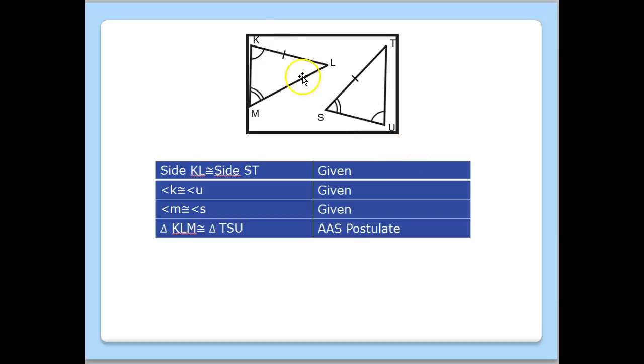So for example, let's look at this. Actually, let's change the color. I want something else. So we are told that angle K is congruent to angle U. So I have that. And then I could say side LK, or KL, is congruent to side ST. See how it only has one little hash mark? Again, that's a given. Now, our last one, angle M is congruent to angle S. Again, that's a given, awesome.